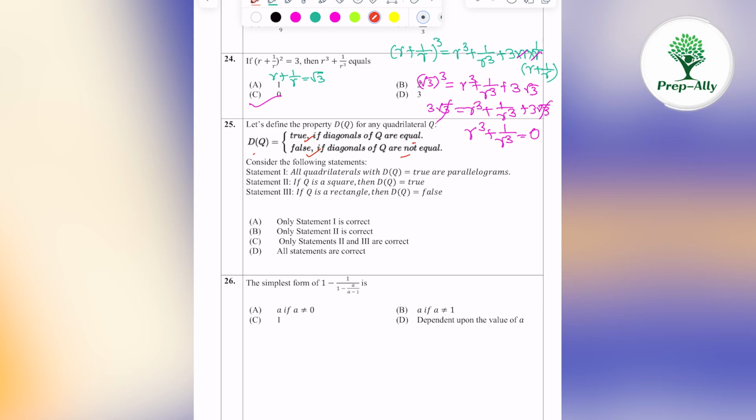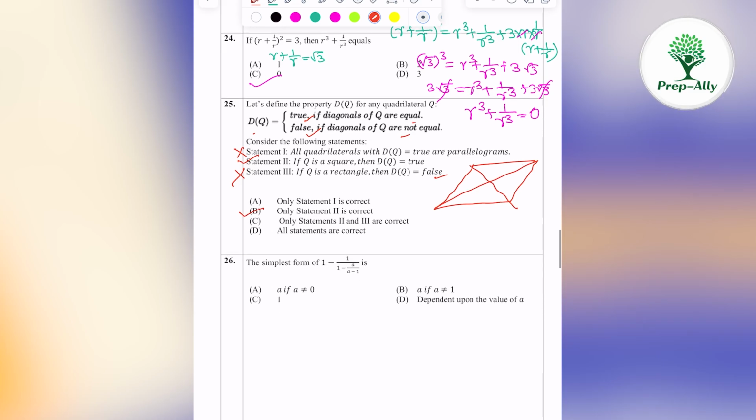So basically it is not required, because in a parallelogram, if I draw this one as a parallelogram, the length of the diagonals need not be equal to each other. So the first statement is not a correct one. For the square, the length of the diagonals are equal. For the rectangle also the length of the diagonals are equal, but here it is given false, so this statement is not a true statement. So only statement B is the correct one.